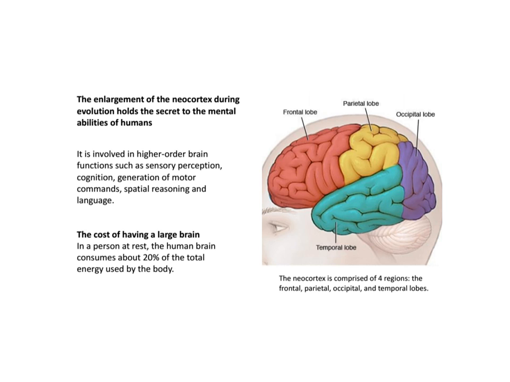Of course, there's a cost to having a neocortex and a large brain, which is that brains are very costly in terms of energy use. So at rest, in a human, the human brain consumes about 20% of the total energy used by the body.